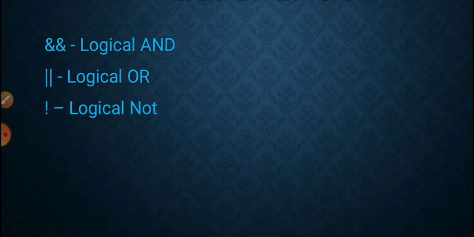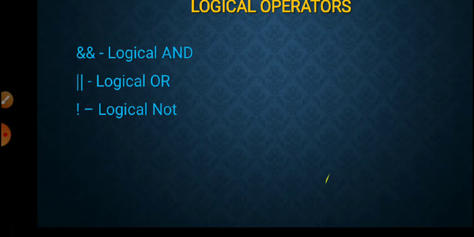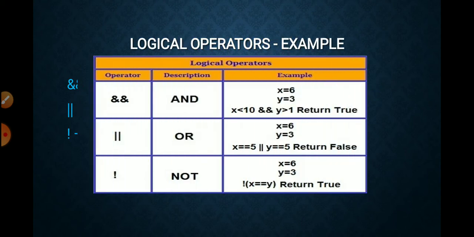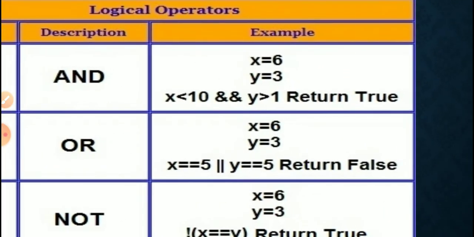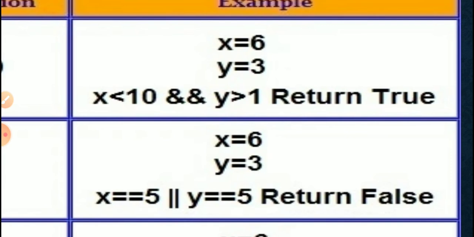Here the logical operators are and, or, not. So we can compare two expressions here using and, or, not. See this example. X equal to 6. Y equal to 3. X lesser than 10 and y greater than 1. If so, it returns true. See now. X lesser than 10. What is X? X is 6. Yes, so 6 is lesser than 10. So that first condition is true.